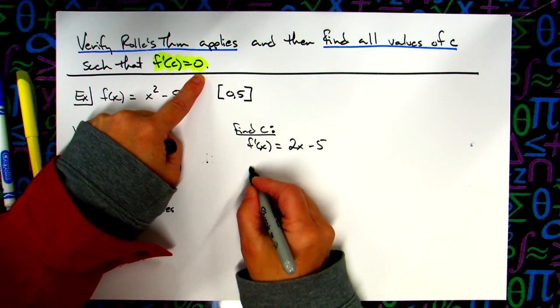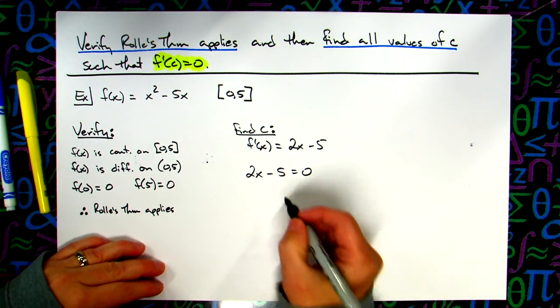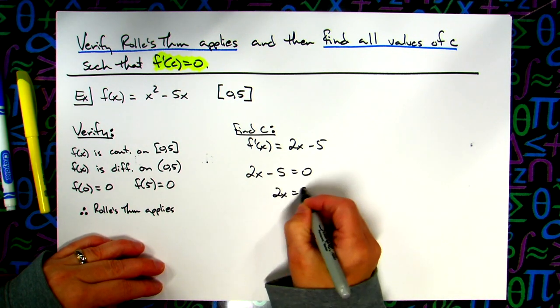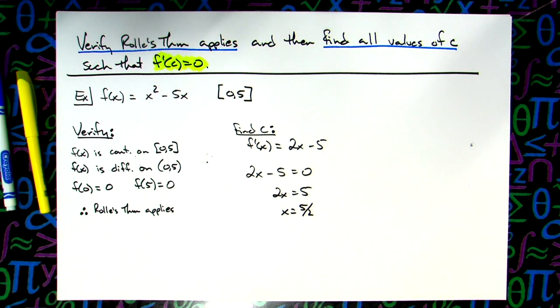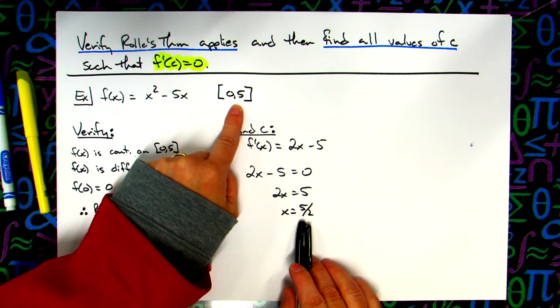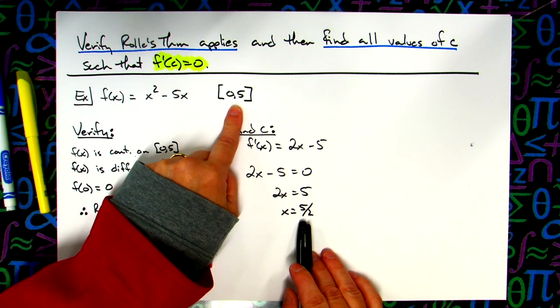Set the derivative equal to 0 and then solve it. So 2x minus 5 equals 0. Add 5 to both sides, so 2x equals 5, x equals 5 halves. Now you're going to check: is 5 halves inside this interval? 2.5, right? So it's inside that interval. If 5 halves is not inside that interval, then it's not a value c that's inside that interval. It's got to be inside the open interval.